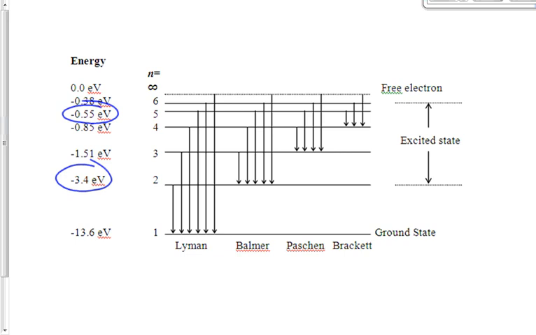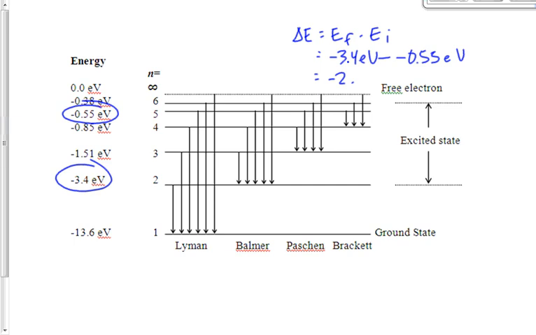So what we're going to do in that case is say delta E is the final minus the initial. We're going from 5 to 2, so the final would be negative 3.4 electron volts. The initial would be negative 0.55 electron volts. The big deal with these is remembering to put the negative negative. Right? If you put negative 3.4 minus 0.55, you get the wrong answer. You get negative 3.95. But the reality is the answer is negative 2.85.